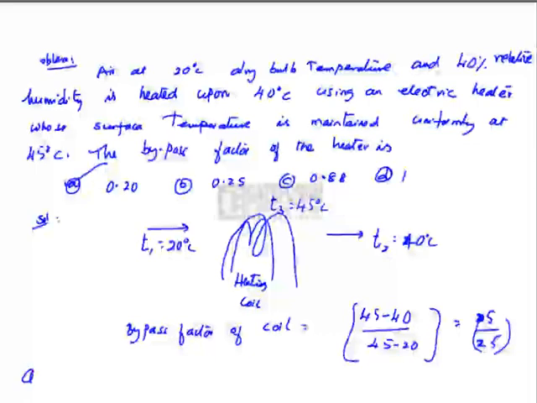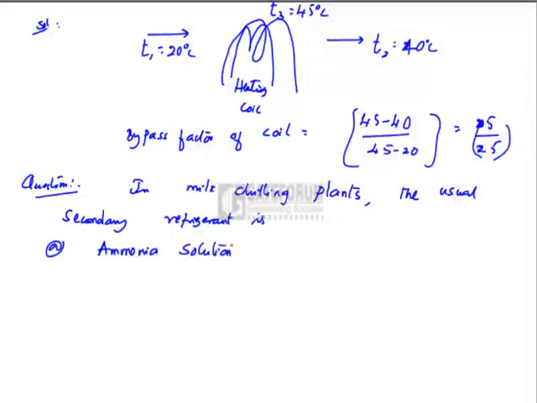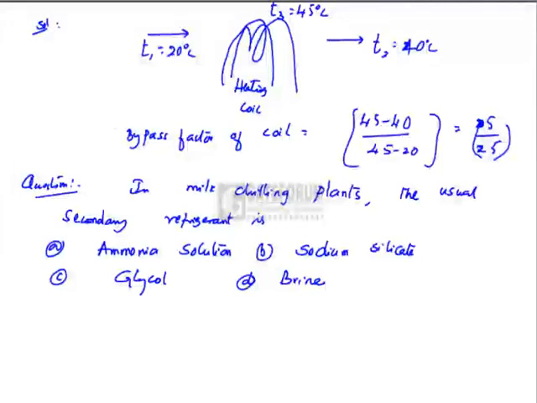The next question is, in milk chilling plants, the usual secondary refrigerant is A, ammonia solution, B, sodium silicate, C, glycol, D, brine. The answer is brine.